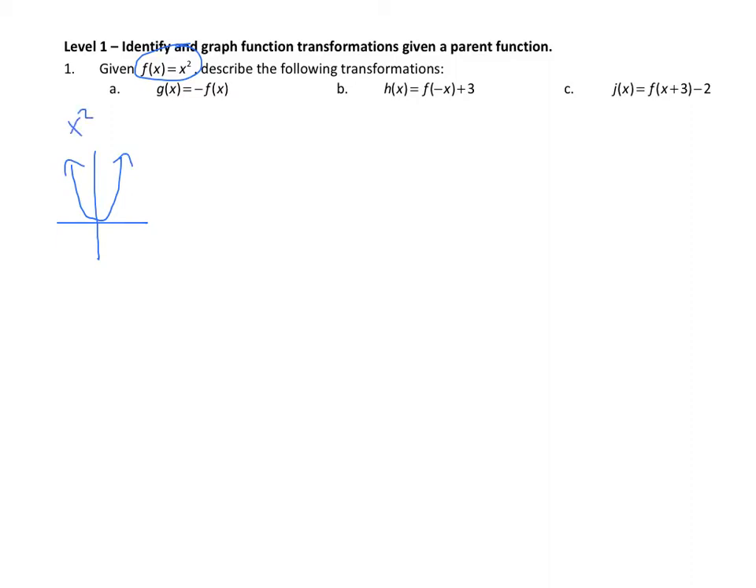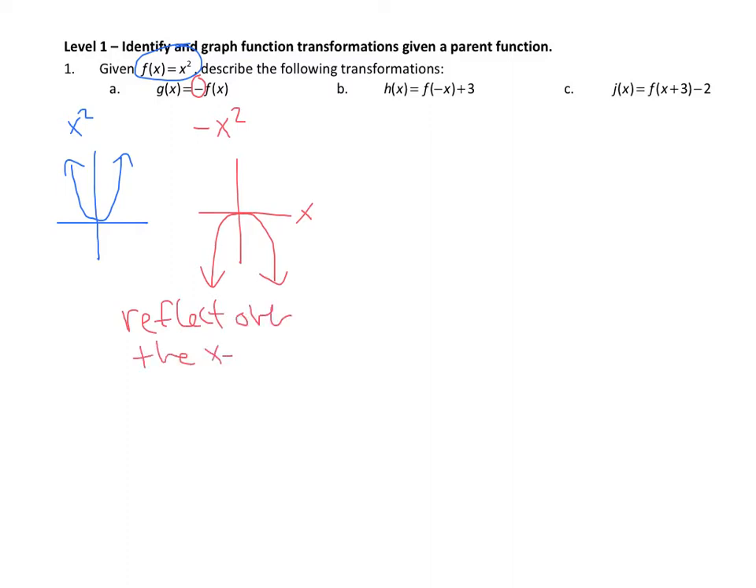And if we were to transform that, putting a negative on the outside of the function, which gives us the function negative x squared, that's going to rotate or flip the function over the x-axis. It's a vertical reflection, so it would go from up to down. So flipped over the x-axis. So to describe it, it reflected over the x-axis.